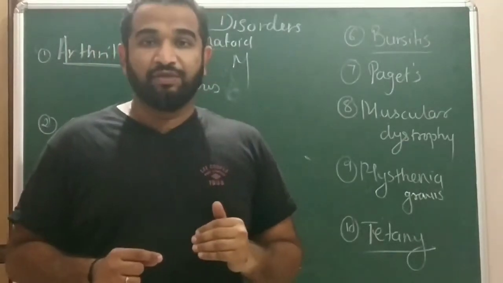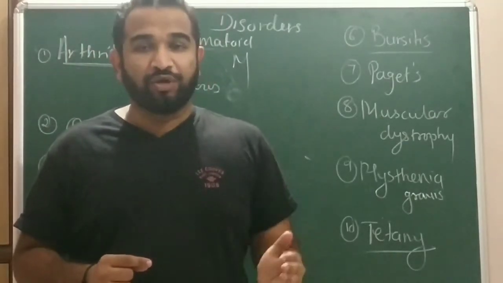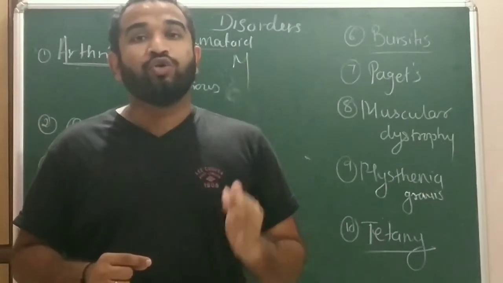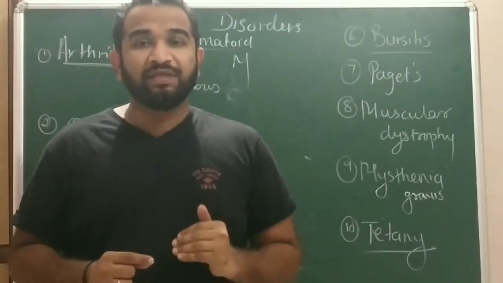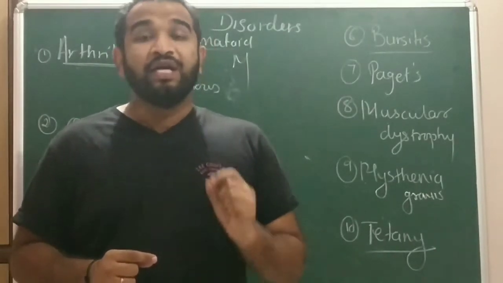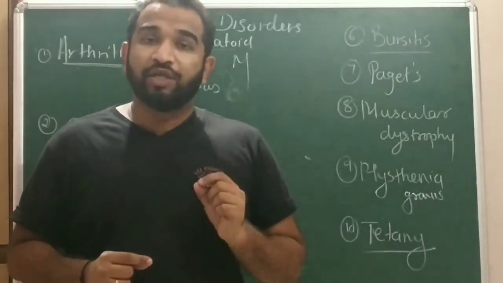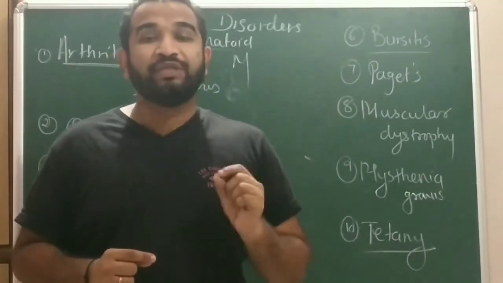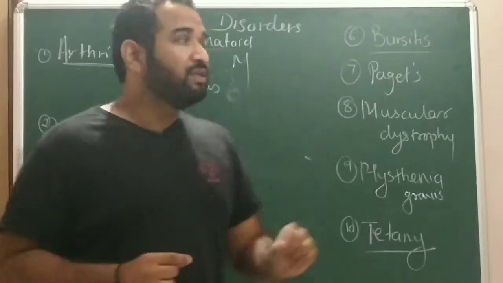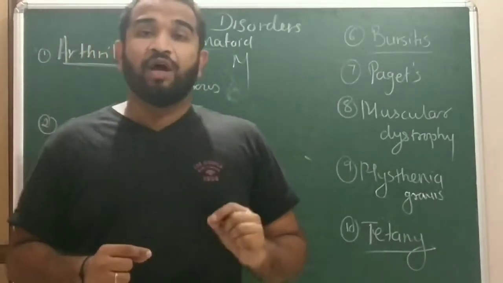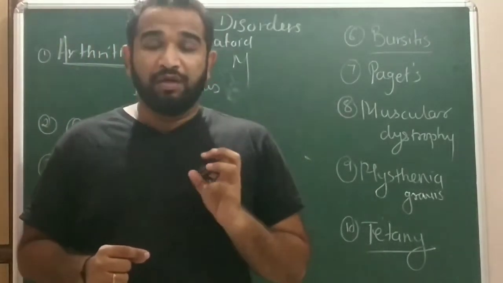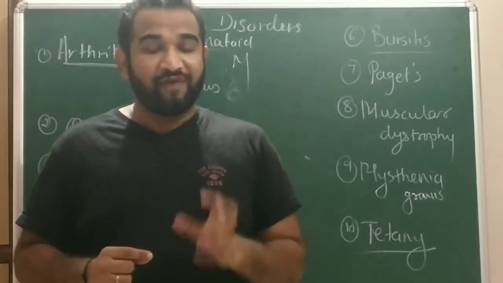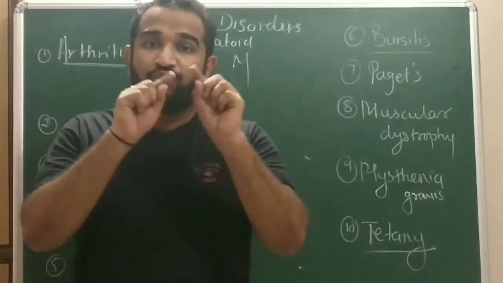Rheumatoid arthritis is an autoimmune disorder. It is caused because of the autoimmune reaction. What happens in rheumatoid arthritis is that there is a factor called the rheumatoid factor, which is similar to antibody M, that is, immunoglobulin M. Because of this rheumatoid factor, what happens with the synovial membrane?